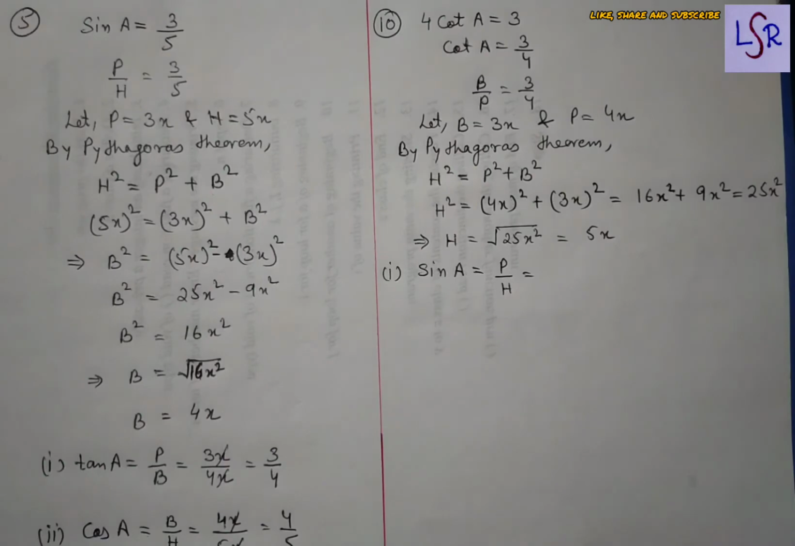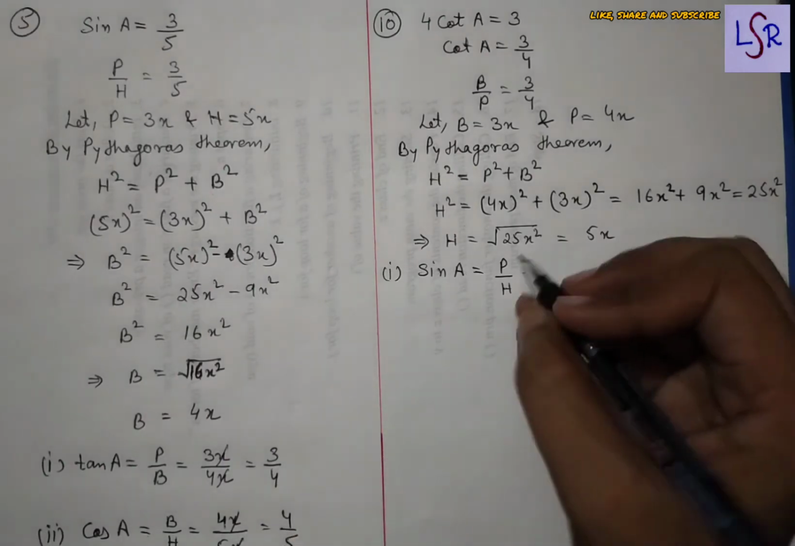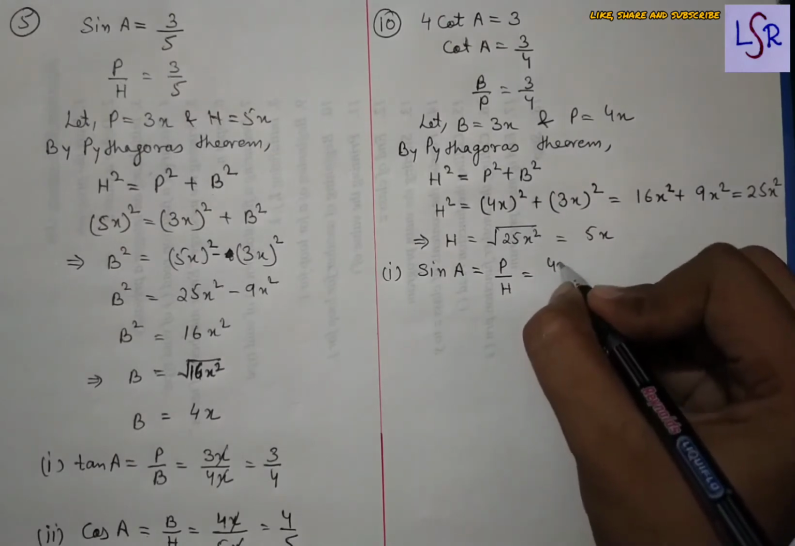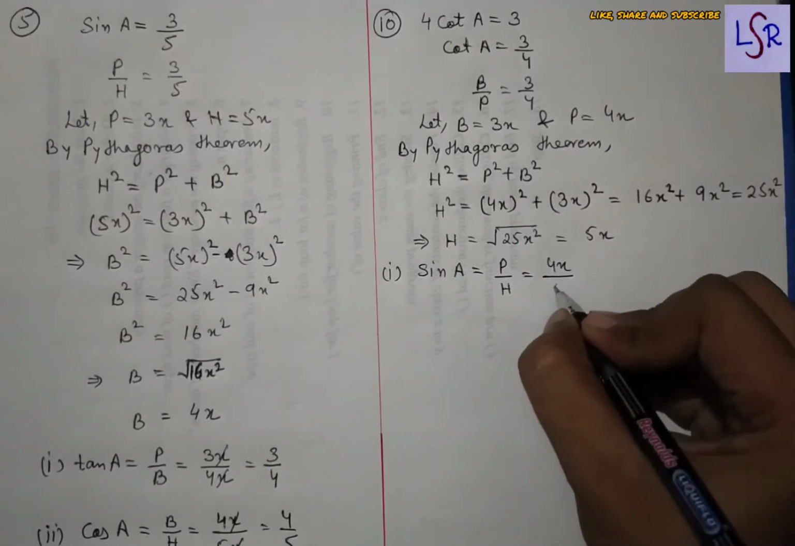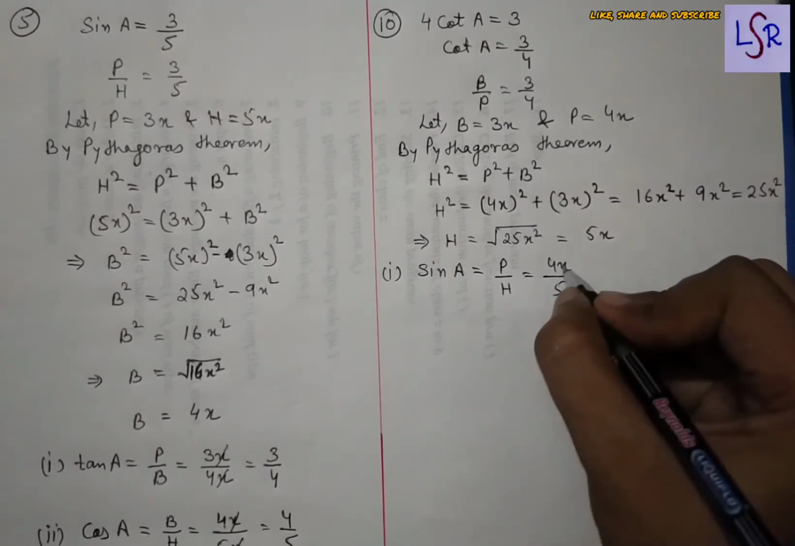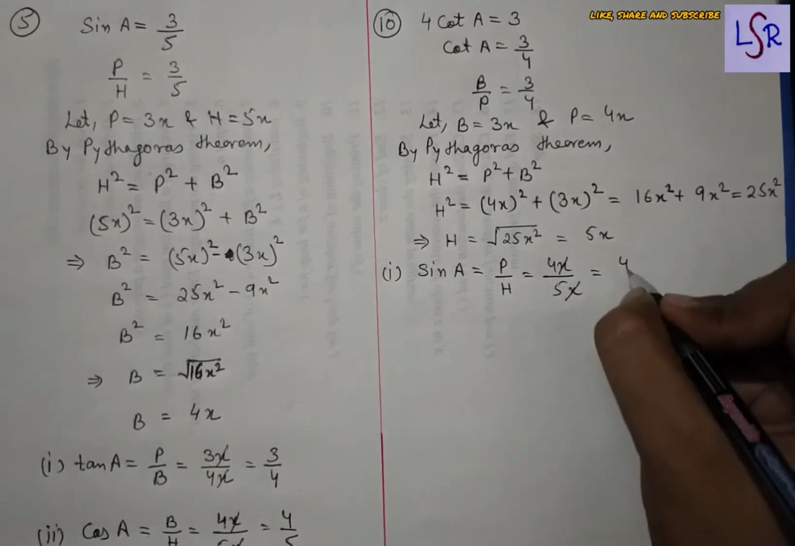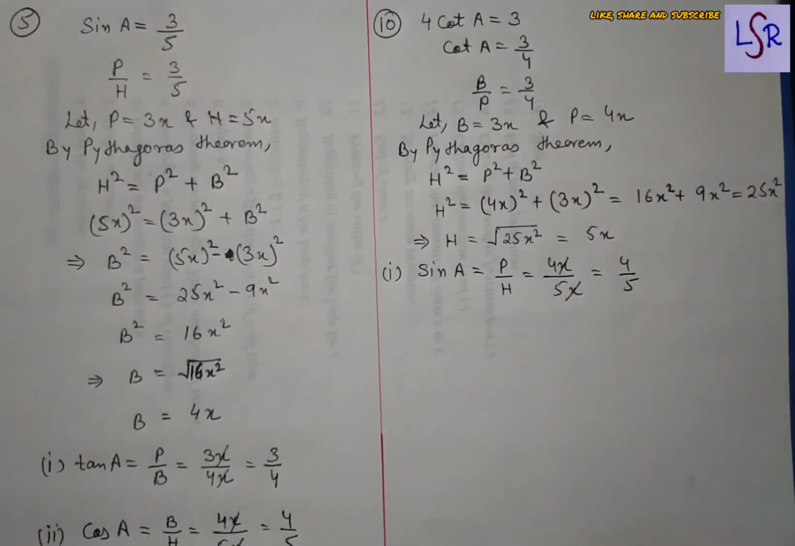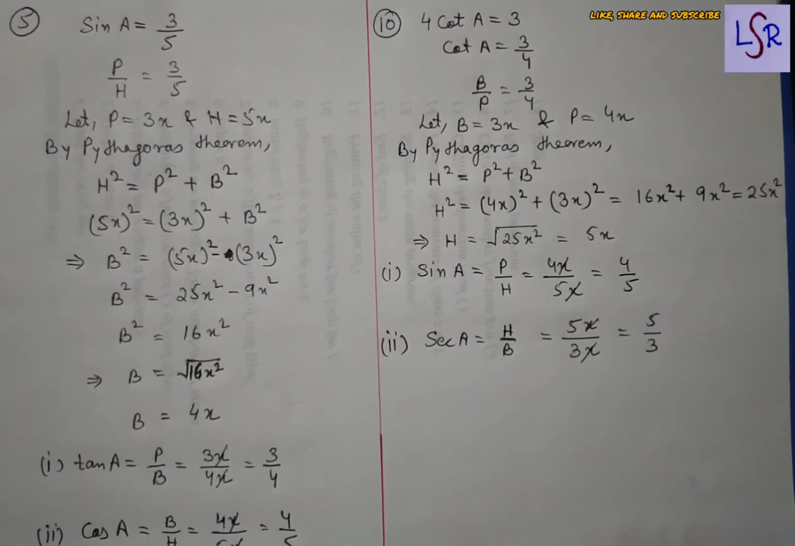Now we'll go for the parts of the question. Sin A, that is perpendicular upon hypotenuse, and here the perpendicular is 4x and hypotenuse is 5x. We can cancel out the x and you will be left with 4 upon 5. Next one we have sec A, that is equal to hypotenuse upon base, and on placing the value and solving we get 5 by 3 as the answer.